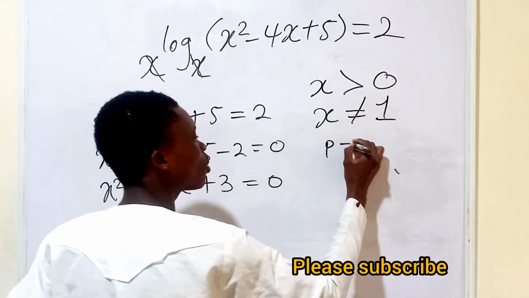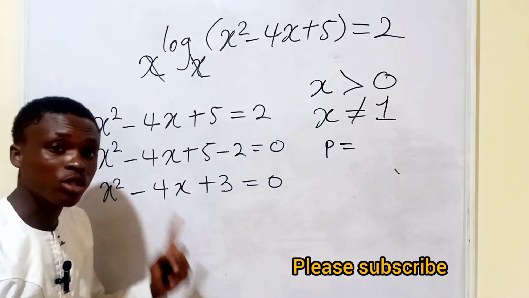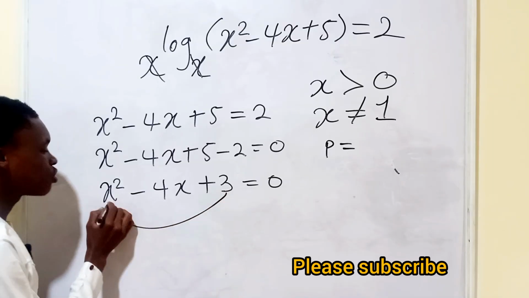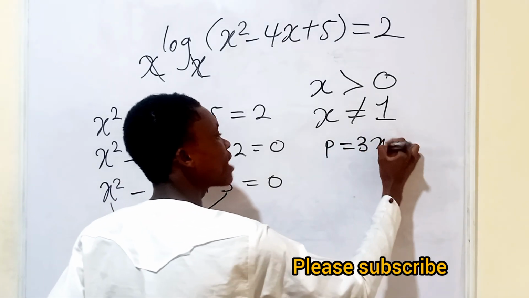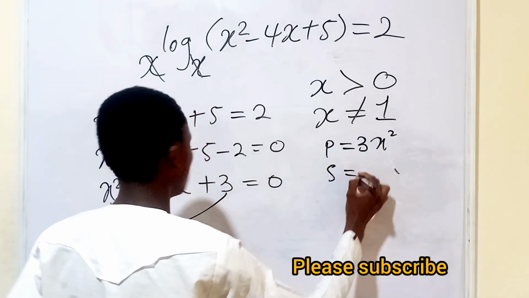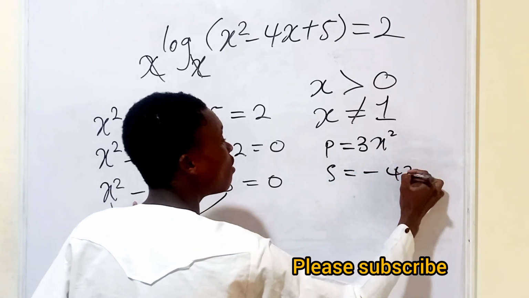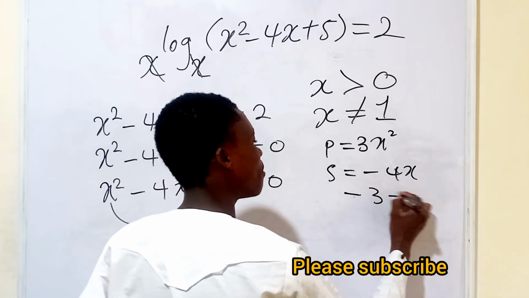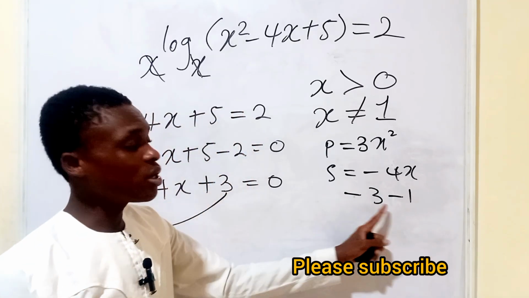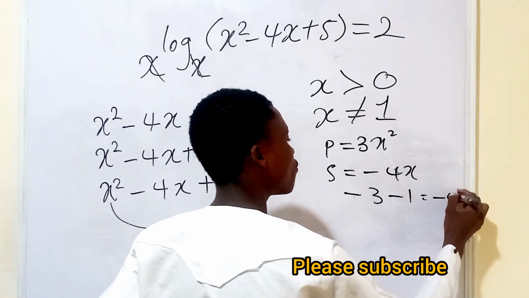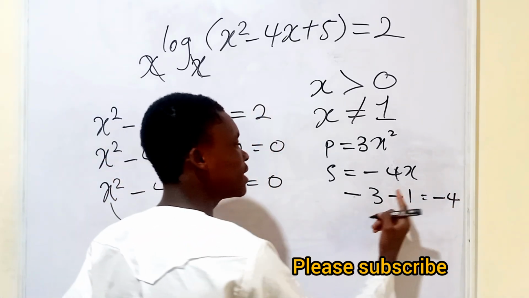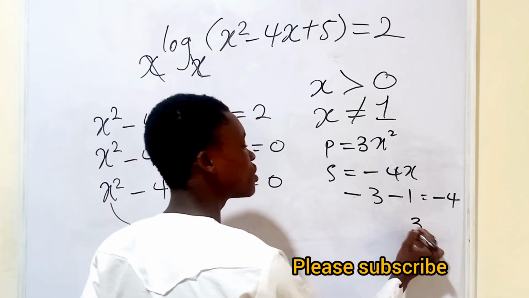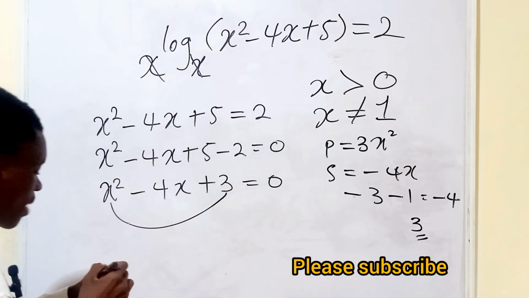First of all, to solve the quadratic equation, multiply the last term by the first term here. We have 3x squared, and the sum, which is negative 4x. So clearly, those two numbers are minus 3 and minus 1. Minus 3 minus 1 gives us minus 4. Minus 3 times minus 1 gives us positive 3. All right, so let's proceed.